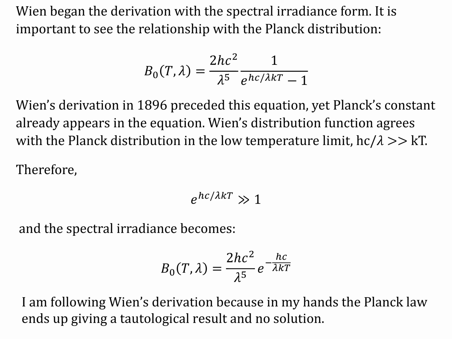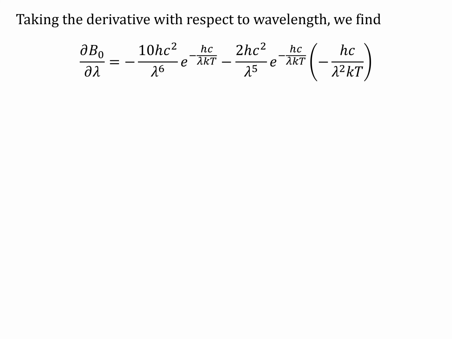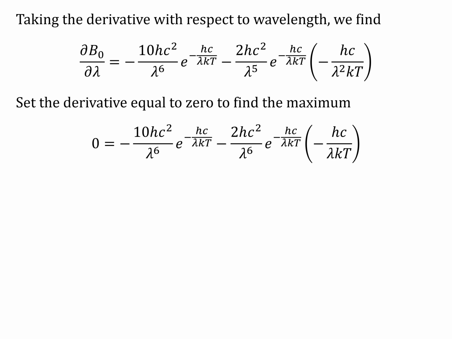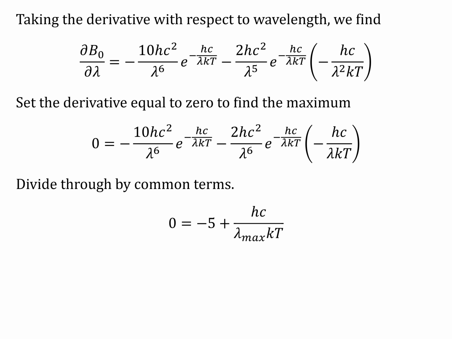This slide shows the derivative of the Wien function with respect to lambda. There are 2 terms because we've applied the product rule. Both the prefactor and the exponential term depend on lambda. We set the derivative equal to 0 to find a maximum. Divide through by common terms, and we can already see that this form will give a simple solution.